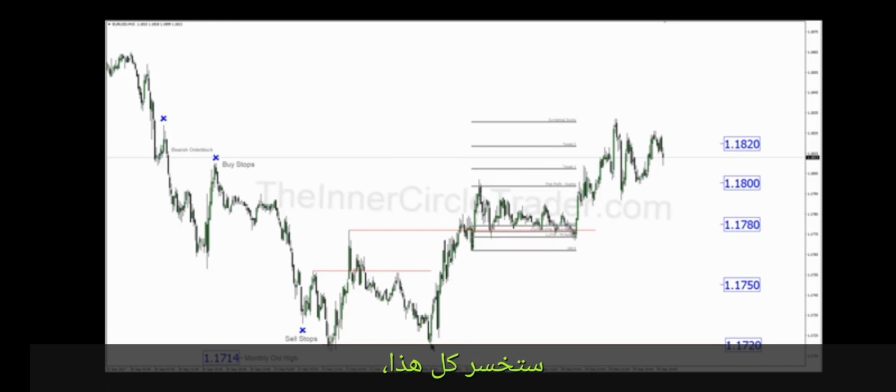Here, you're going to lose all this. There's nothing wrong with that. But if you want high probability and you want confirmation, and I'm holding my fingers up in quotations, if you want confirmation, this is what it looks like. You've got to have an intermediate term high broken with market structure, and then do everything I just did here, and you have a complete trading model.